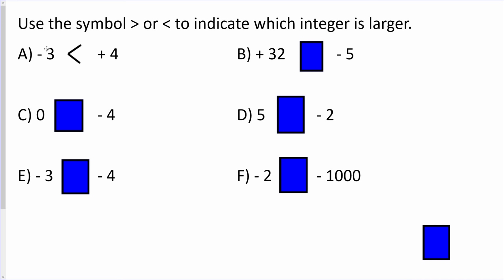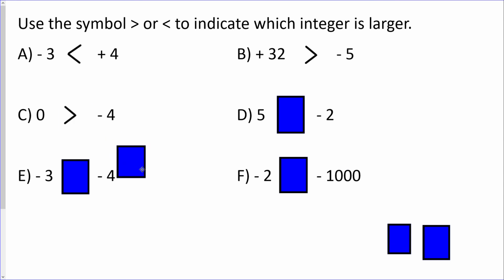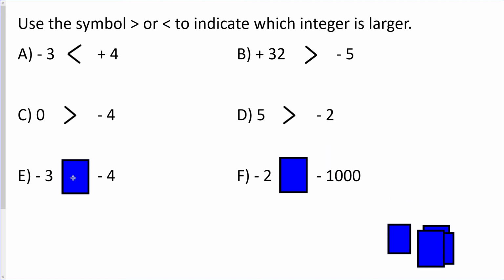So positive 4 is bigger than negative 3, of course. Positive 32 is bigger than negative 5. 0 is bigger than negative 4. Again, it's larger because it is more in a positive direction. 5 is bigger than negative 2.